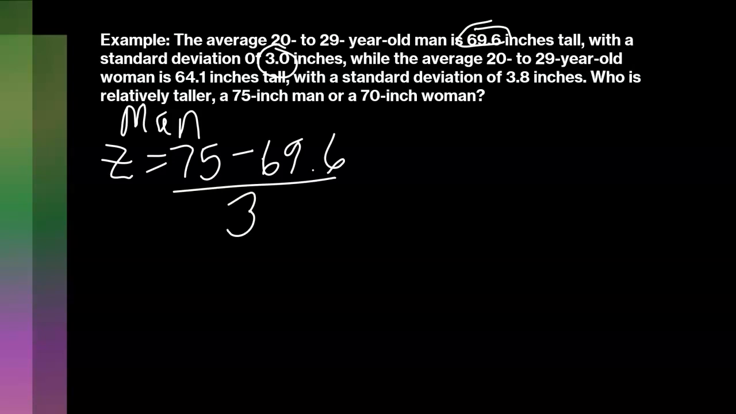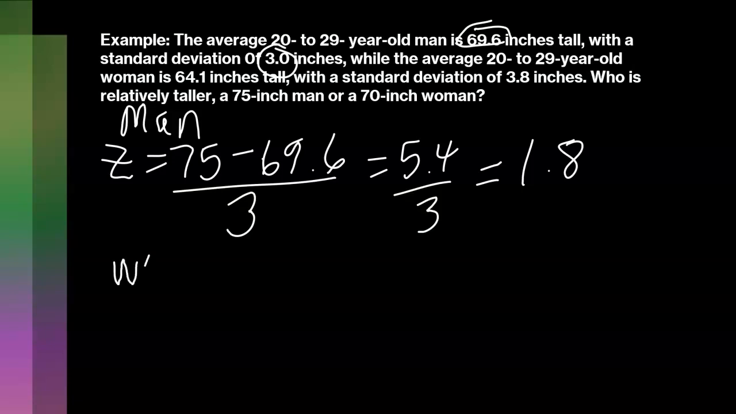So we will do 75 minus 69.6, which if we calculate that, we get 5.4, and then divide that by 3, we get 1.8. So the z-score for the man is 1.8. And what that means is that his height is 1.8 standard deviations above the average height of men, okay?